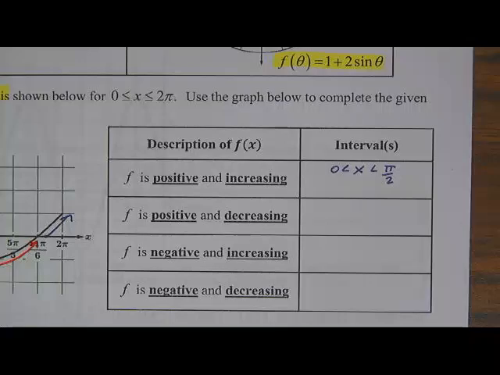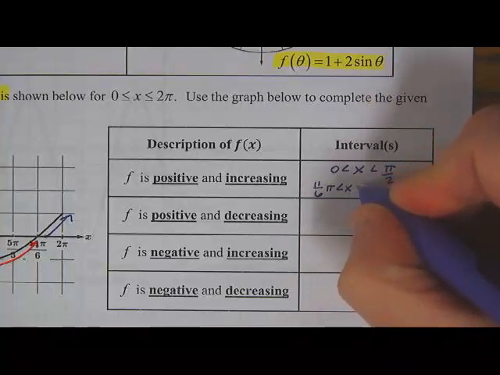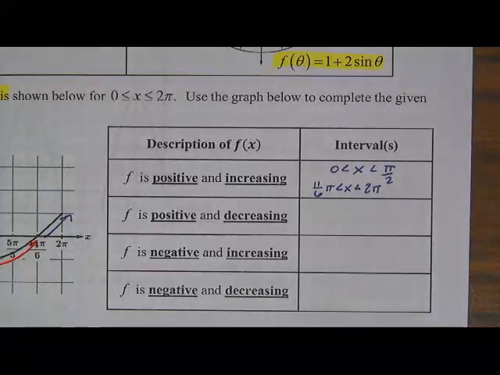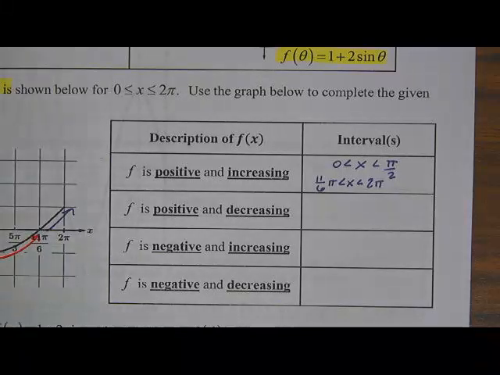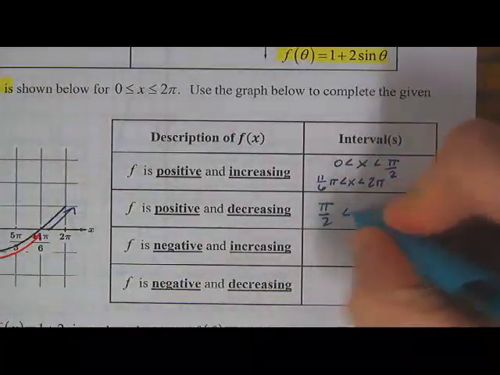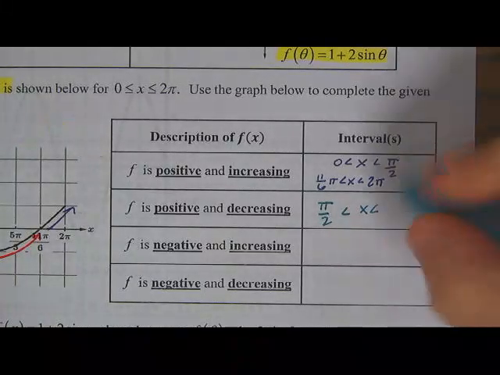Where else is this positive and increasing? 11/6 pi to 2 pi. Squeeze it in there. The rest of the boxes you'll only have to write 1, so you can write a little bit bigger. And I'm just kind of color coding this as I go as well. Where is the graph positive but decreasing? Pi over 2 to 7/6 pi.